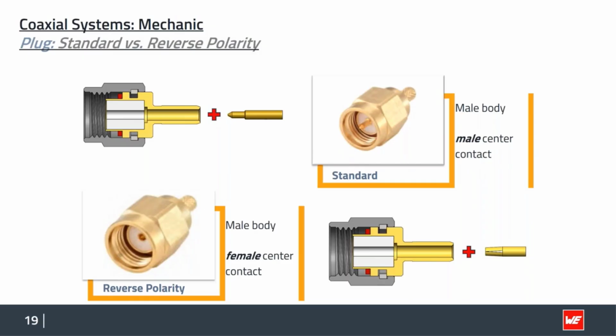So the male housing contains the hex nut and the male pin for the standard version, and for the reverse polarity, you have the male housing and the female contact inside. With these options, you can choose your connectors so that you can code your incoming, outgoing line, your antenna, and so on. So you cannot connect your cables or your antenna in a wrong way to the wrong connector.